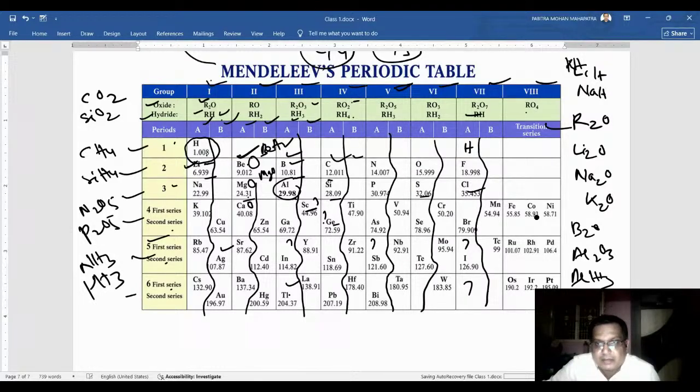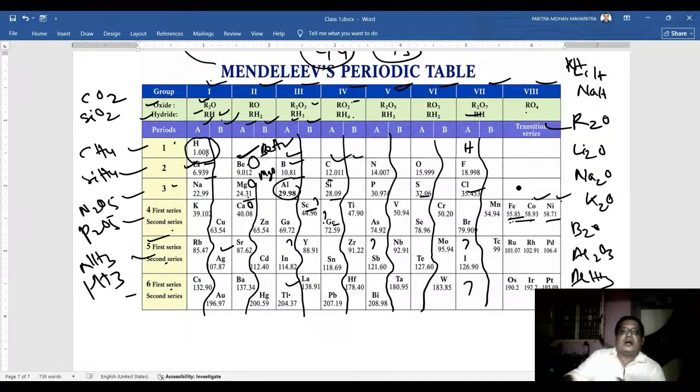Look at here also. You can find iron, cobalt, nickel. Iron 55.85, cobalt 58.93, nickel 58.71. Look at it: 55.85 to 58.93 increased. Okay, correct. Cobalt to nickel, the atomic mass suddenly decreases.